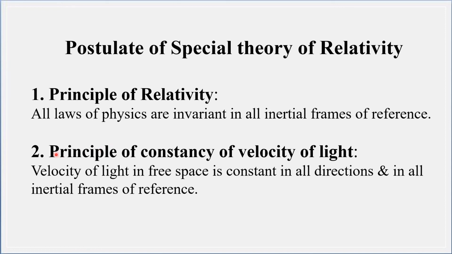Then the second postulate was the principle of constancy of the velocity of the light. That the velocity of the light is absolute. It does not change with the frame. So the velocity of light in free space is constant in all directions and in all inertial frames of reference.